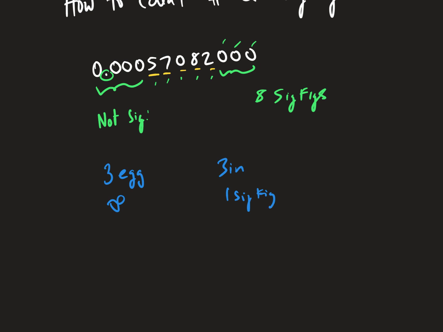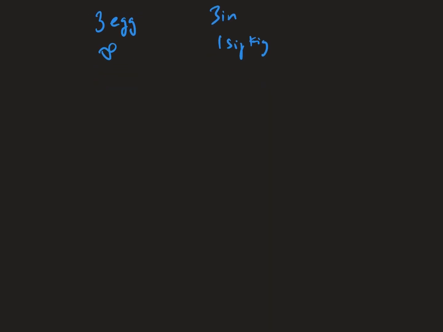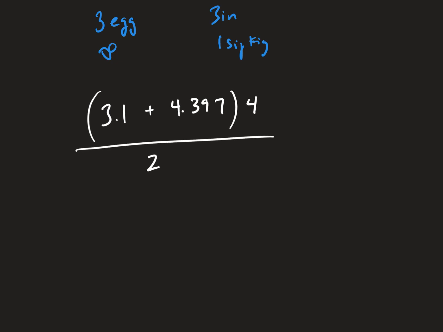How about the rules for multiply and divide, add and subtract? Are we good with those, or do we need an example? Okay. So if we do, let's say, 3.1 multiply, let's mix them up a little bit. Add 4.397, multiply 4, divided by 2.629.